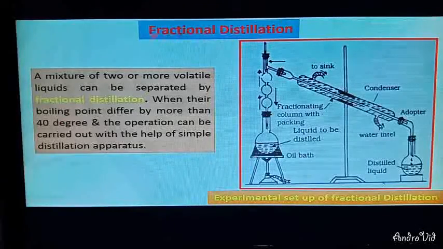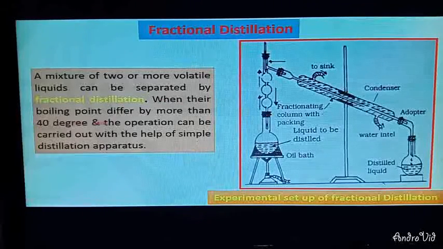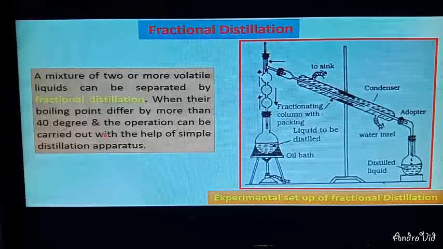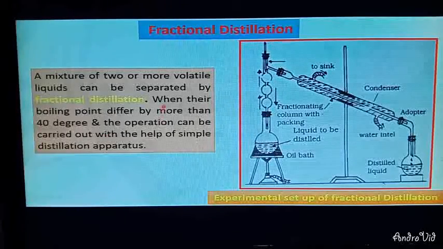so dear student, now about fractional distillation. A mixture of two or more volatile liquids can be separated by using fractional distillation when their boiling points differ by more than 40 degrees Celsius, and the operation can be carried out with the help of simple distillation apparatus. So in the case of fractional distillation, you can separate two liquids where the boiling point difference between these two liquids must not be more than 40 degrees Celsius. Okay, this is a very important point: their boiling point difference must not be more than 40°C from each other. At the same time, the operation can be carried out with the help of simple distillation apparatus.